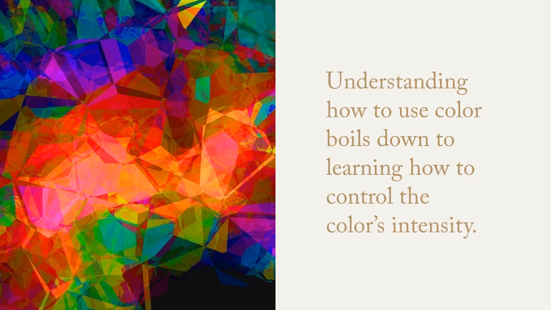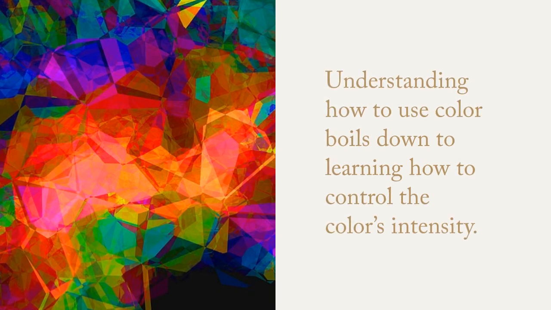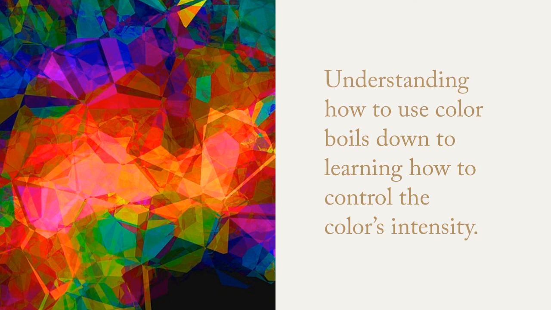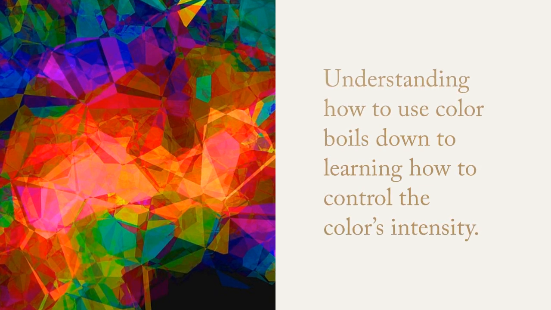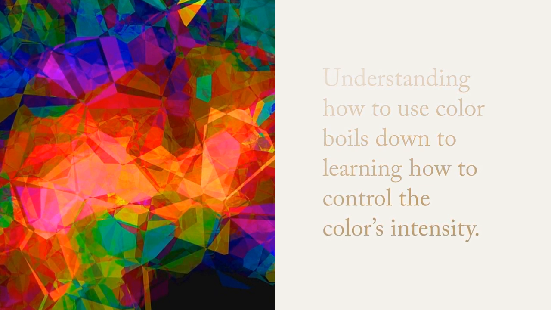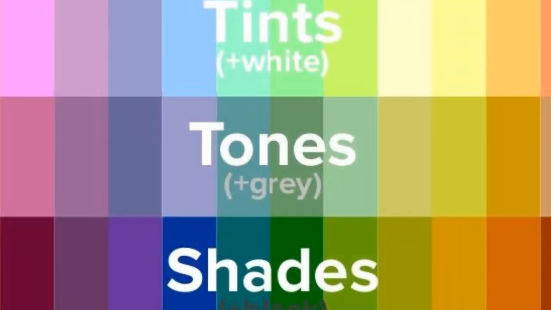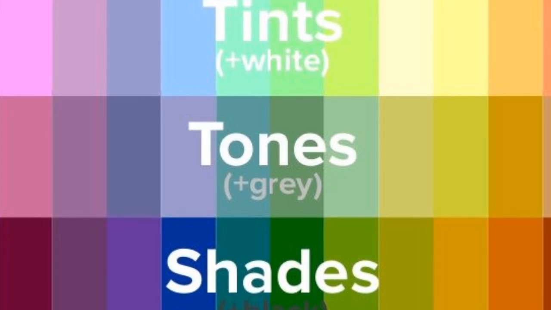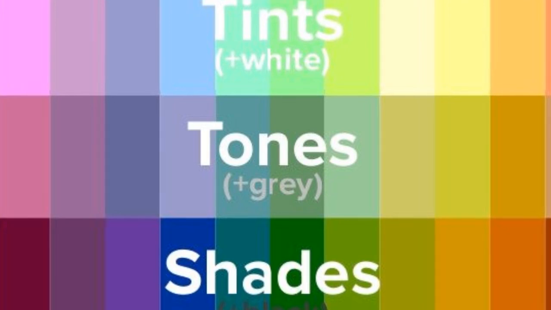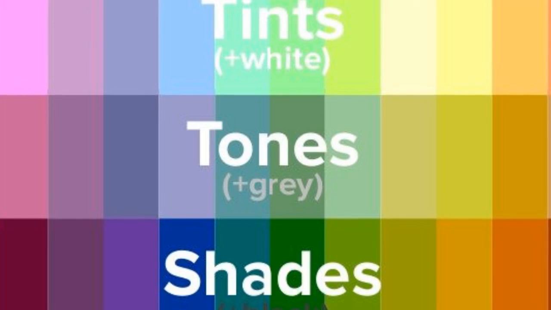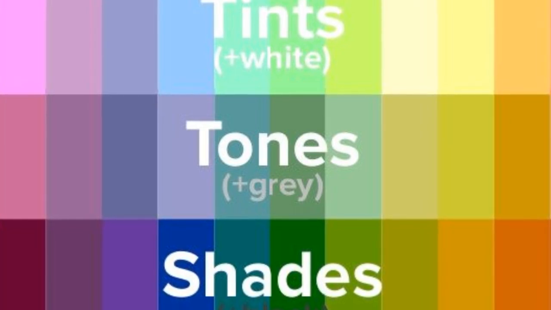Most artists know that a tint is created by adding white, resulting in a lighter value, and that a shade is created by adding black, creating a darker value. But what about those in-between values? I'm going to share two strategies for adjusting a color's intensity to create those in-between values, also known as tones. You can create different tones of color by one, adding grays, or two, by adding its complement. This is the color found directly opposite on the traditional color wheel.